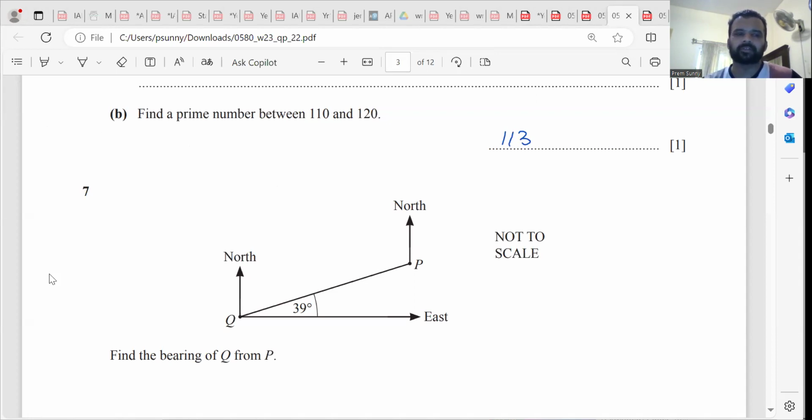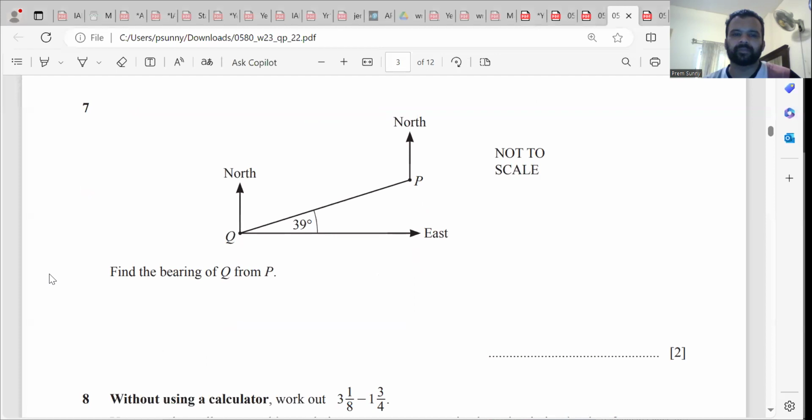Now moving on to the next one here, that is question number 7. Find the bearing of Q from P. So if you remember the rules, from P means at P we need to draw a north line. So the north is already there. And now we always have to go from P.